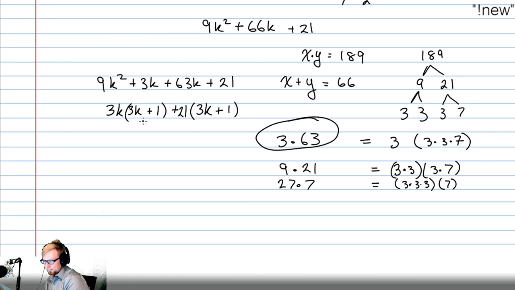So k plus 1. So it would be 3k plus 21 as one factor and k plus 1 as a second. Wait, wouldn't it be 21 though? Yep. 3k plus 21 and k plus 1. Oh, okay. So it's 3k plus 21 and k plus 1. Good.